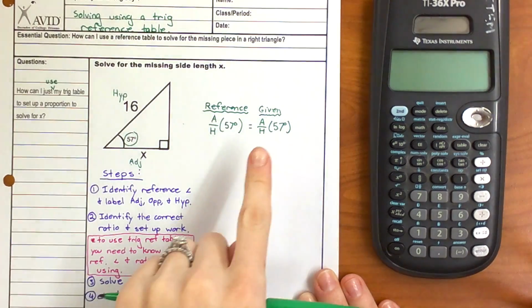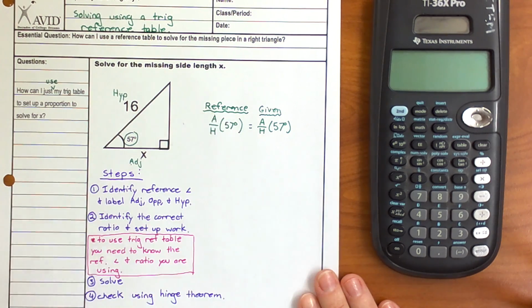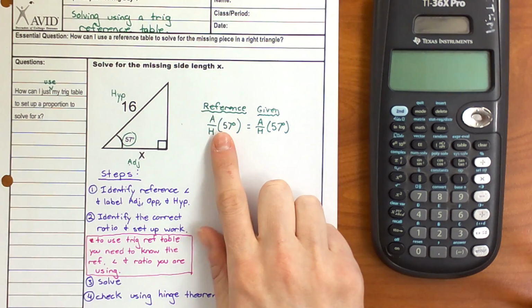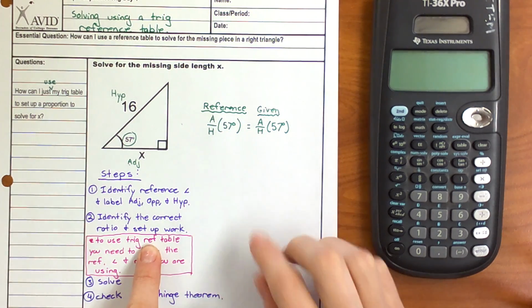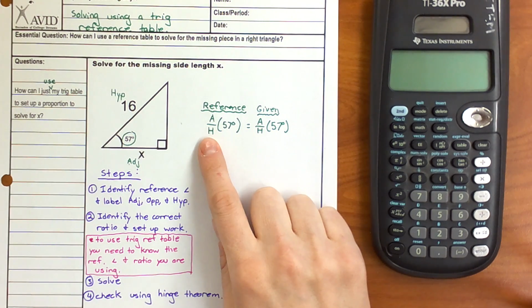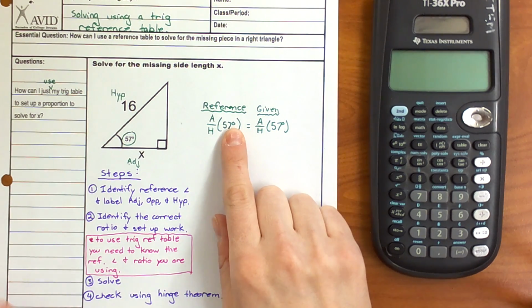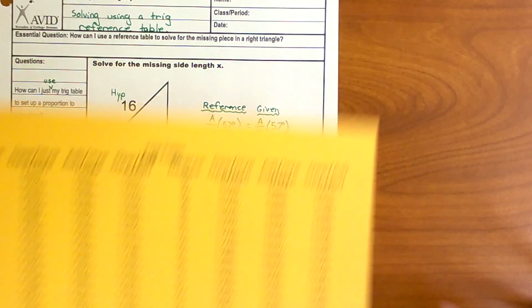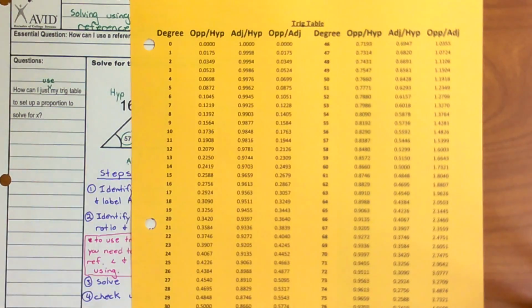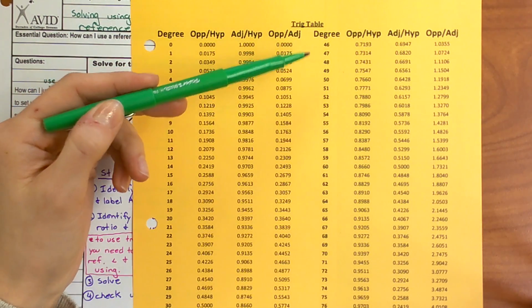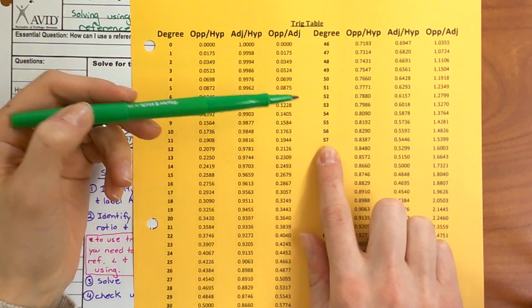So these numbers on the left, my reference side, are going to come from this new trig table that we are using. To use your trig table, you need to know 2 things: what your ratio is and what your degree is. So let me put this down in front of us. We are using 57 degrees. So degrees is right here. We're going to go all the way down and find 57. So that is right here.